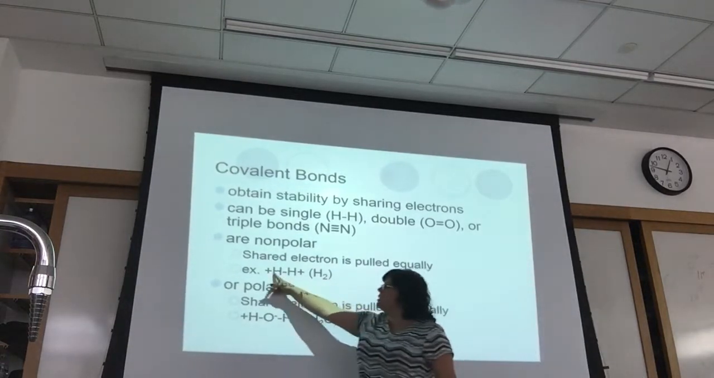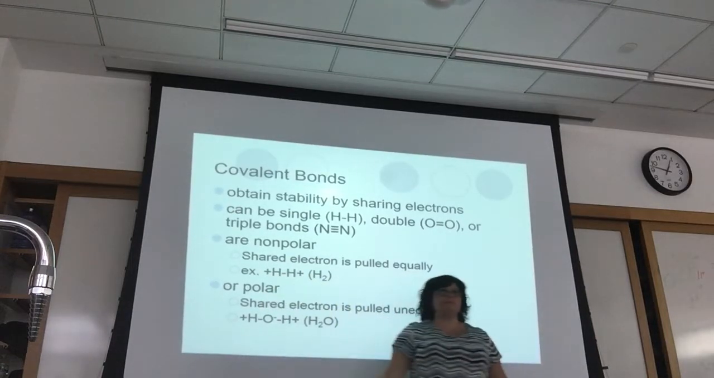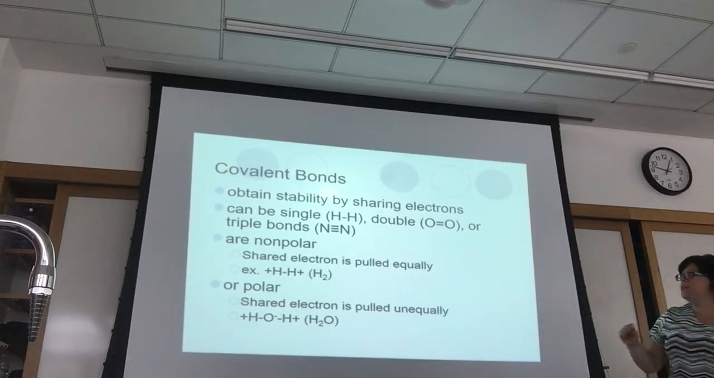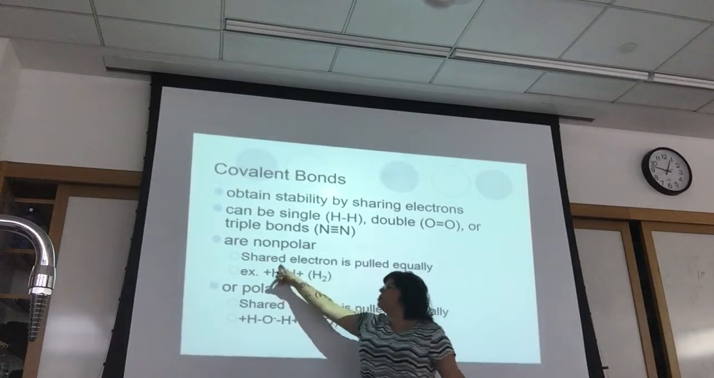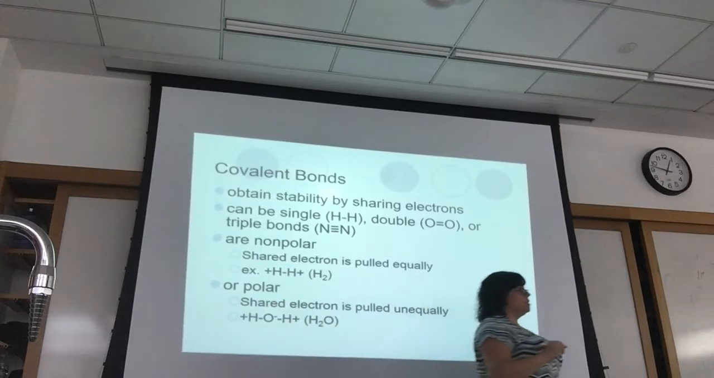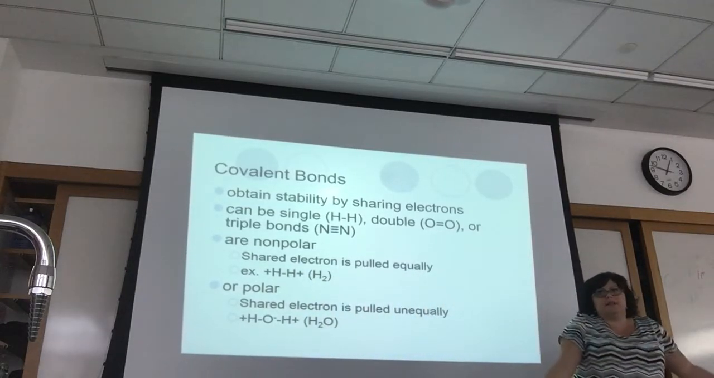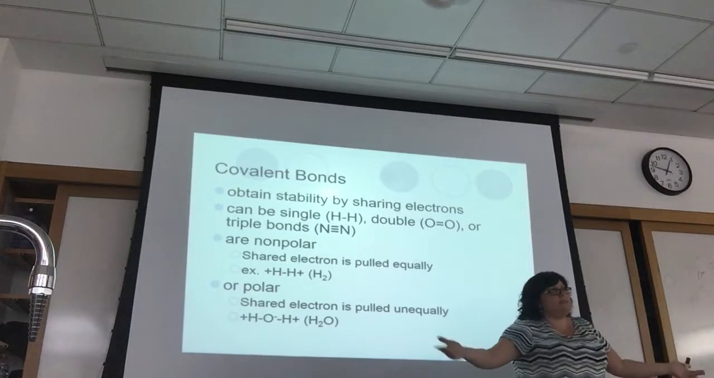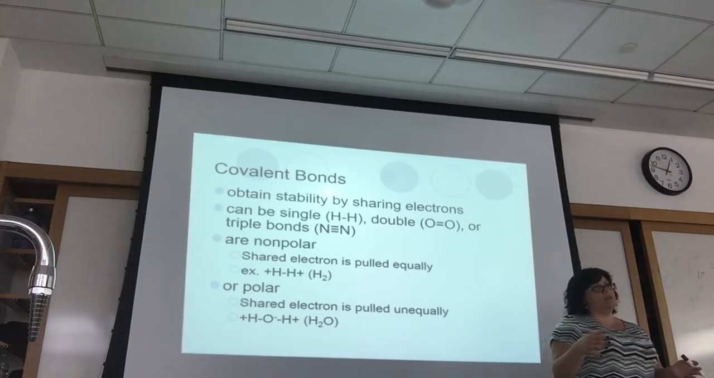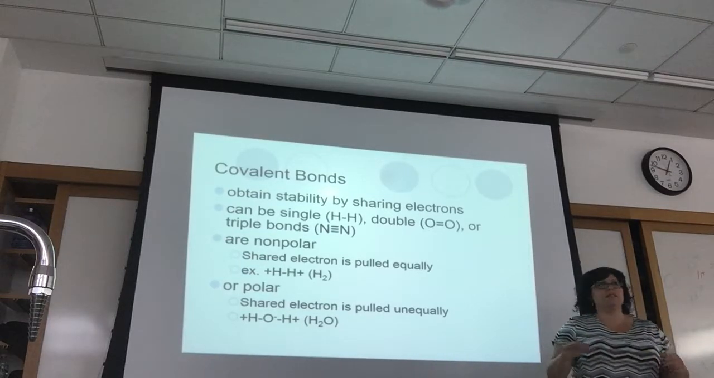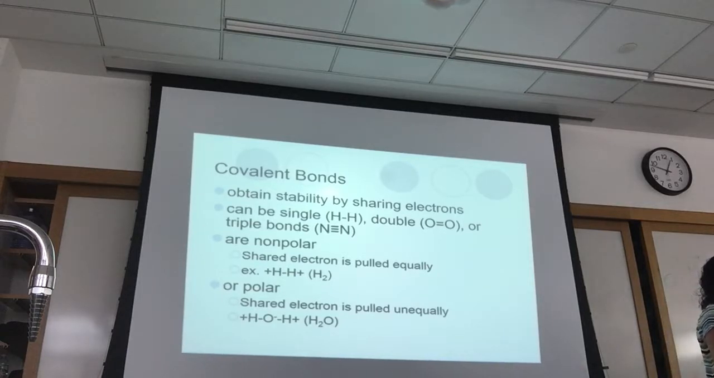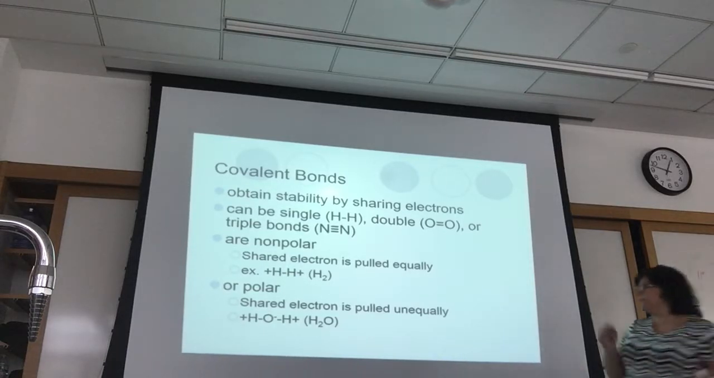In the case here with H2, the 2 ends are the same. The electrons being shared here between the 2 hydrogen atoms are being shared equally. So there's really no sides. There's 2 sides, but they're both the same. So that is a non-polar covalent bond. Doesn't have poles. There isn't a plus on one side and a minus on the other side.